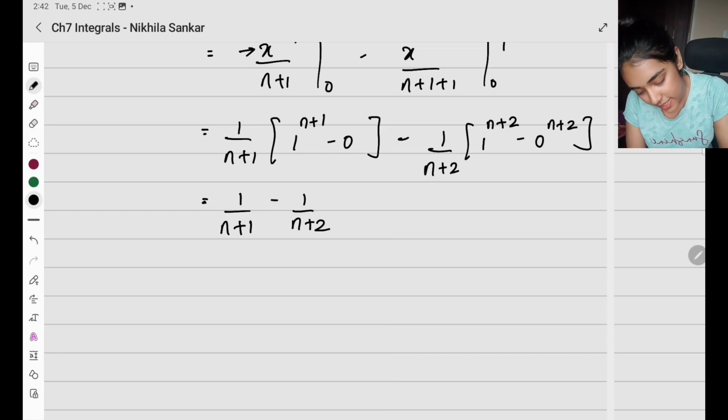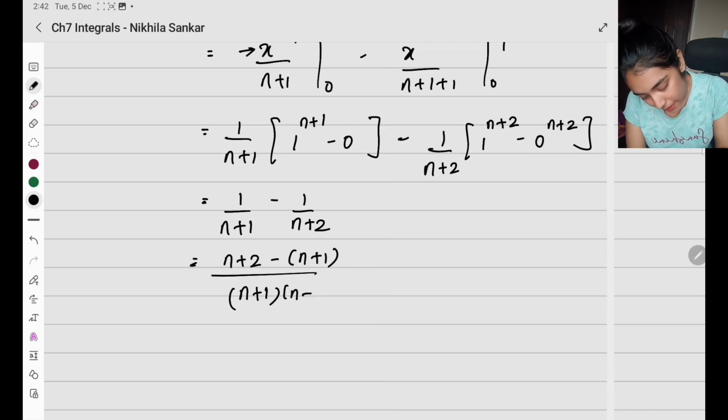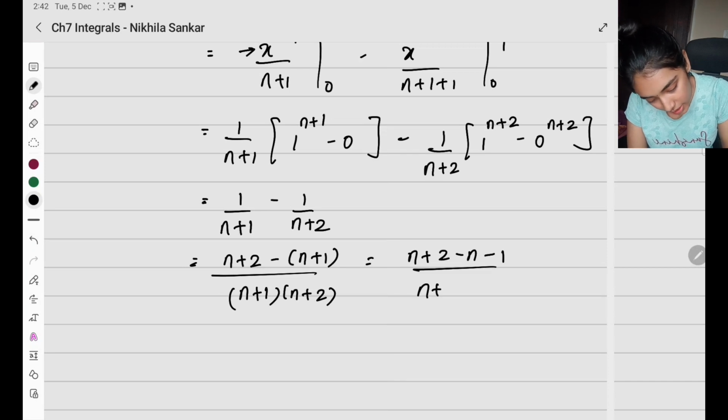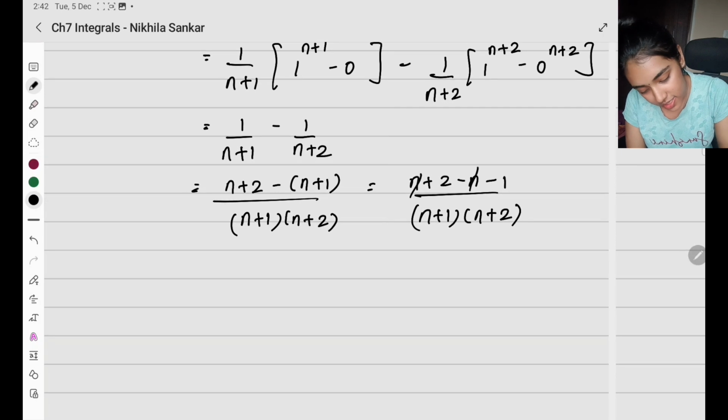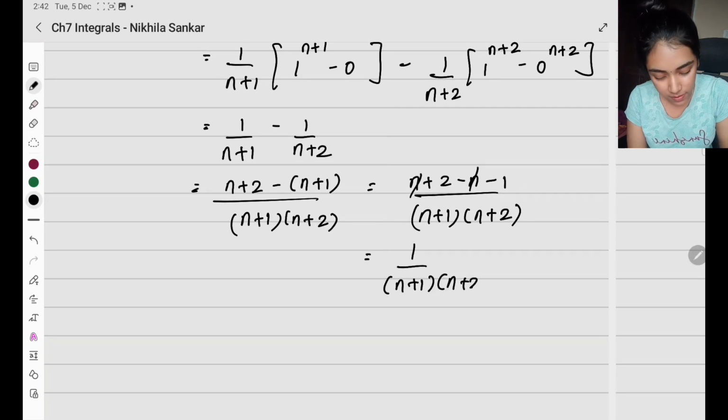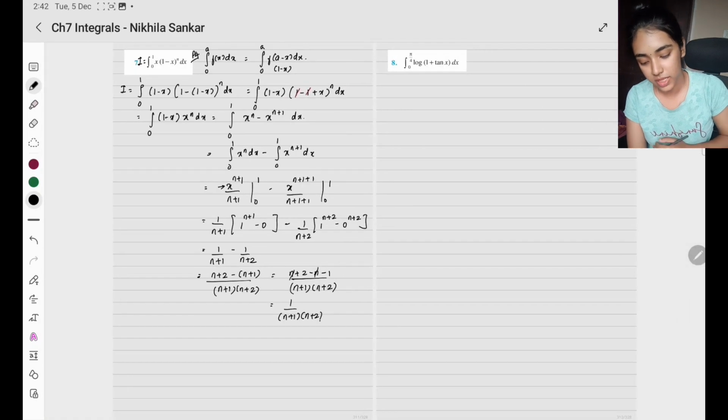So when I take the LCM, I have n plus 2 minus n plus 1 divided by n plus 1 times n plus 2, which is going to be n plus 2 minus n minus 1 divided by n plus 1 times n plus 2. N gets cancelled. So I have 1 divided by n plus 1 times n plus 2. Okay, please copy.